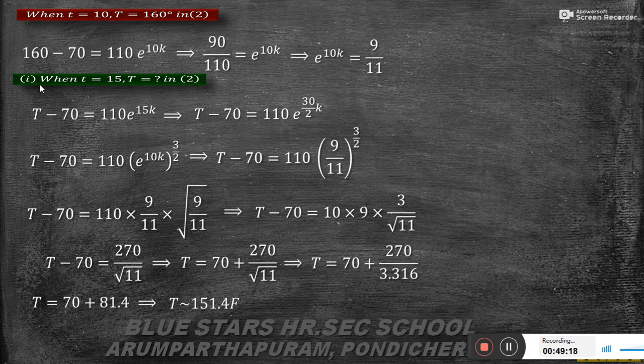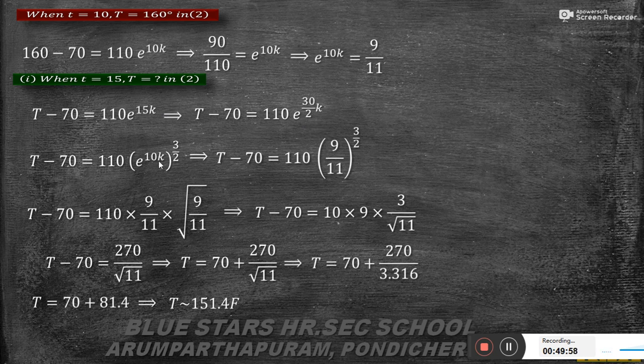Subdivision 1, when t equal to 15. In subdivision 1 they ask, after 15 minutes what is the coffee temperature. So small t equal to 15 and capital T is unknown, in equation number 2. T minus 70 equals 110 e power 15k. I write 15 as 30/2, so e power (30/2) times k.